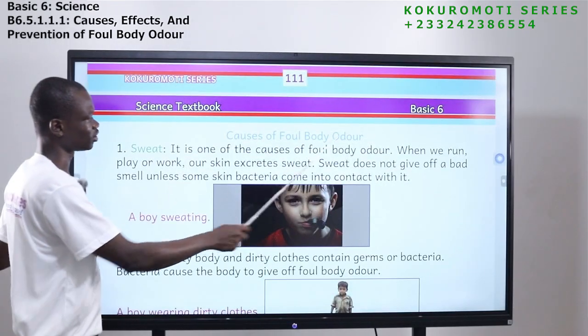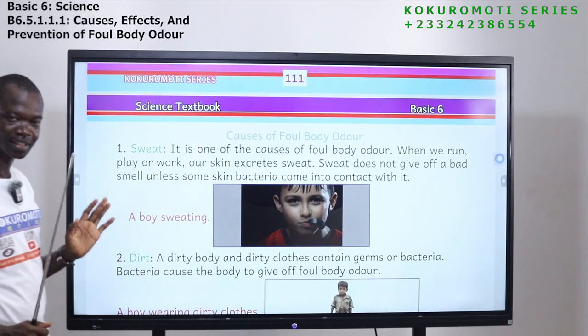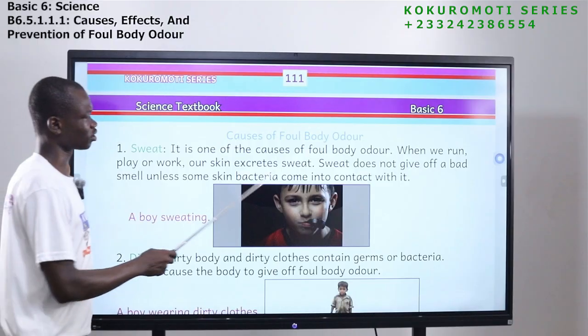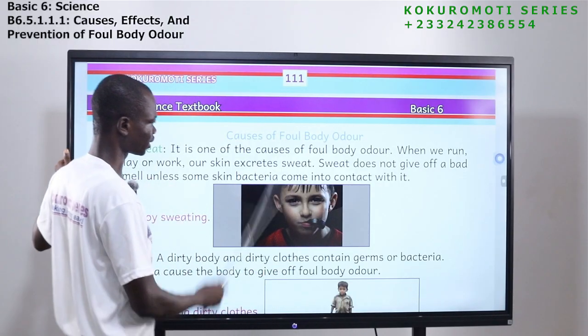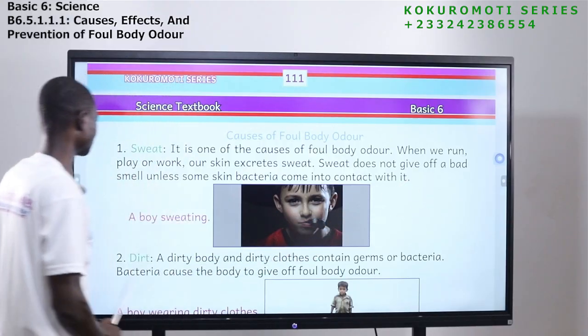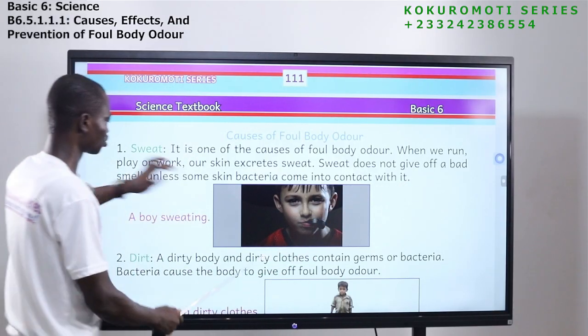Now, causes of foul body odor. So what are the causes? One, sweat. It is one of the causes of foul body odor. When we run, play, or work, our skin excretes sweat. Sweat does not give off a bad smell unless some skin bacteria come into contact with it. So look at this boy.